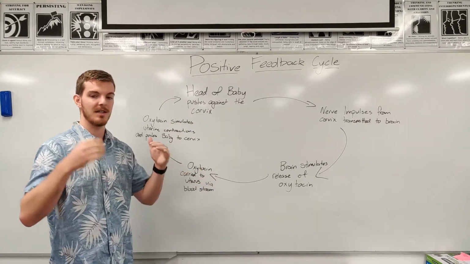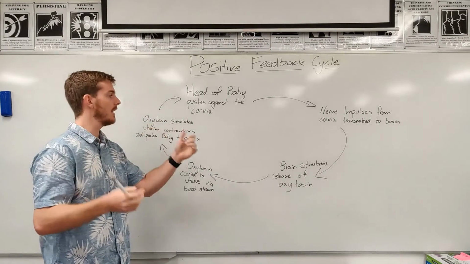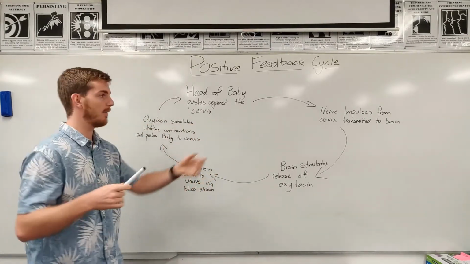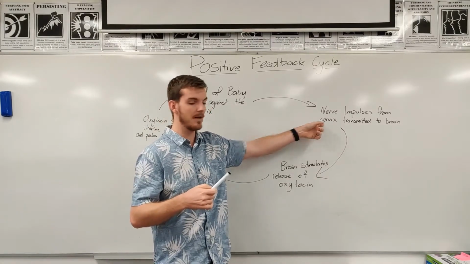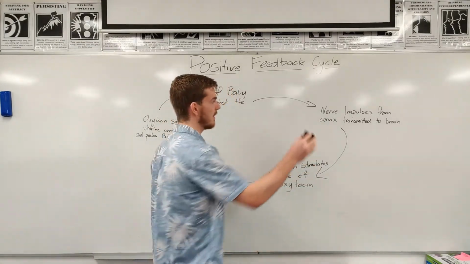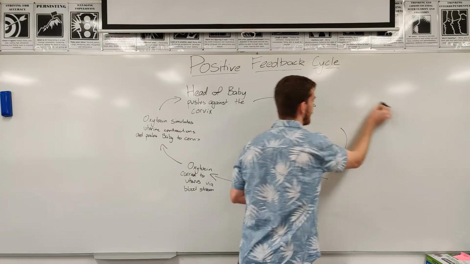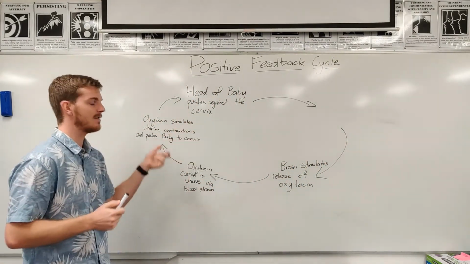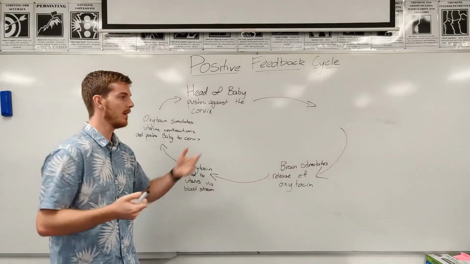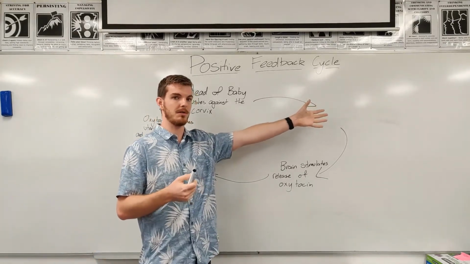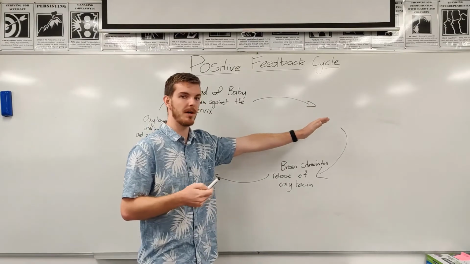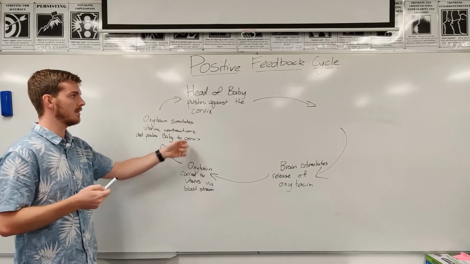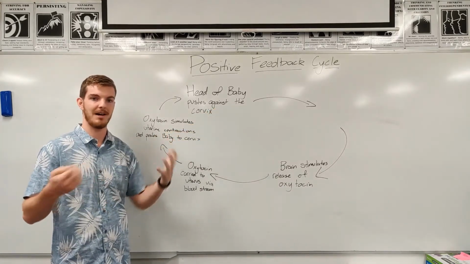So this is the one where it keeps compounding. It doesn't actually ever get back to homeostasis. The only way it does is that the baby is born, and therefore there are no more of these nerve impulses, which means this part of the cycle is gone, and as a result the cycle just stops, because you need each step of the cycle for it to continue. Without this one, there are no more nerve impulses from the cervix going to the brain. Suddenly there's no more release of oxytocin, which stops the contractions because the baby's now out.